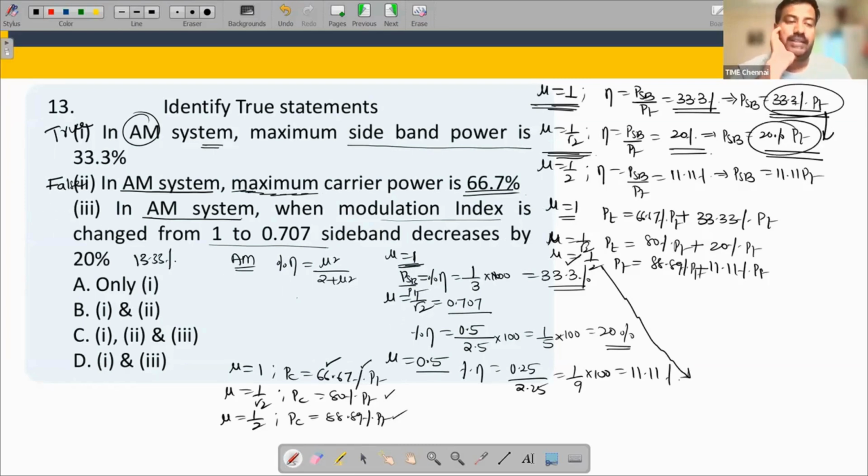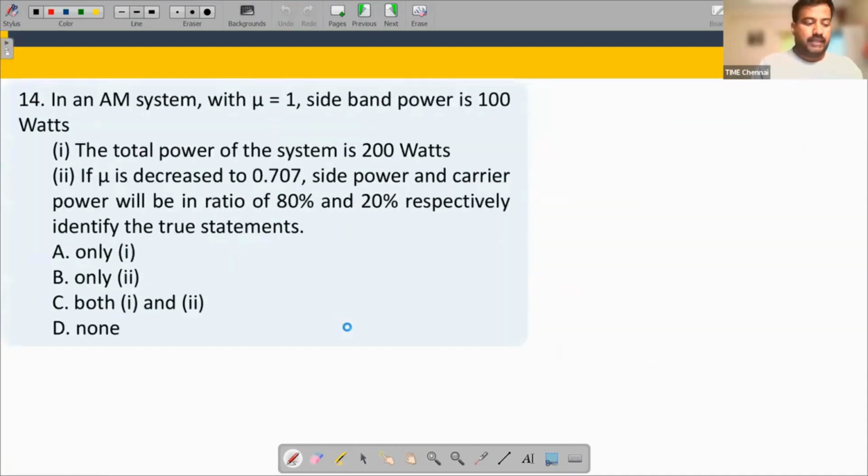So there is a small trick in the statement. So this is also false. Only option A, only one is true. Clear? Yeah. Next. Try to solve this.